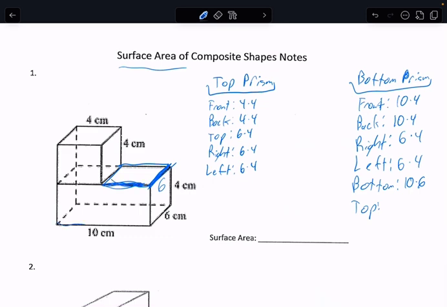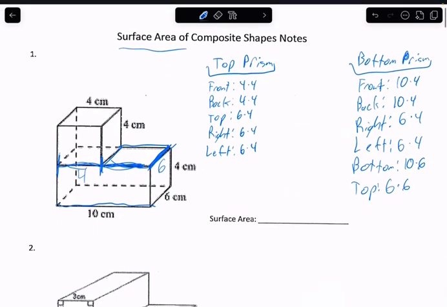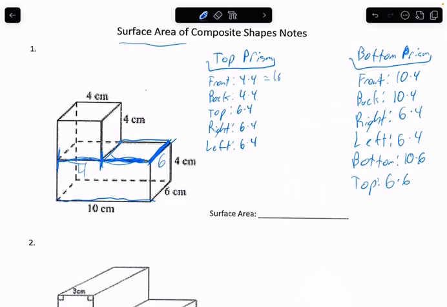So we've got the entire length is 10. This here is 4. So 10 minus 4 would be 6. So that top is going to be 6 times 6. And so now when we have all of those, we're going to end up multiplying each of those and then adding them together. So we get 16, 16, 24, 24, 24.